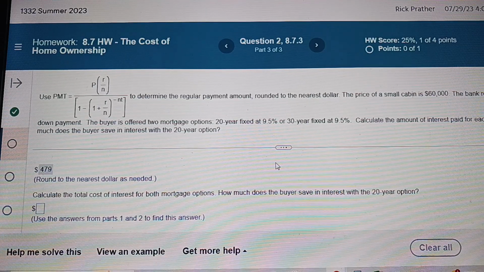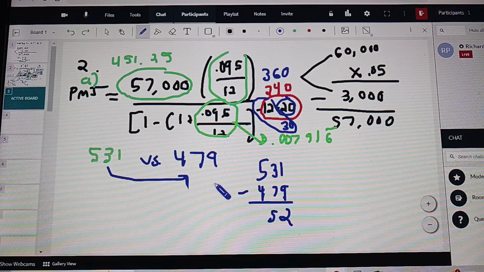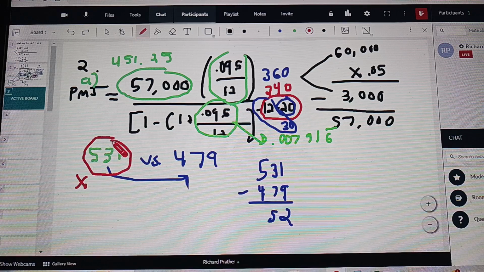Okay, now it says calculate the total cost of interest for both mortgages. How much does the buyer save with the 20-year option? Okay. So all we have to do is multiply by the exponents. The 531, that came from the 20-year mortgage. And that was the 240 exponent. So the 531 needs to be multiplied by the 240.